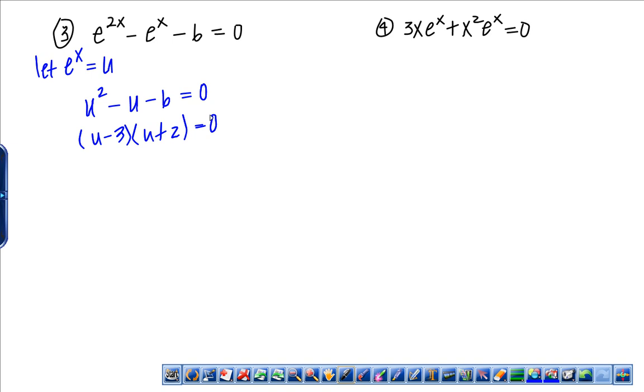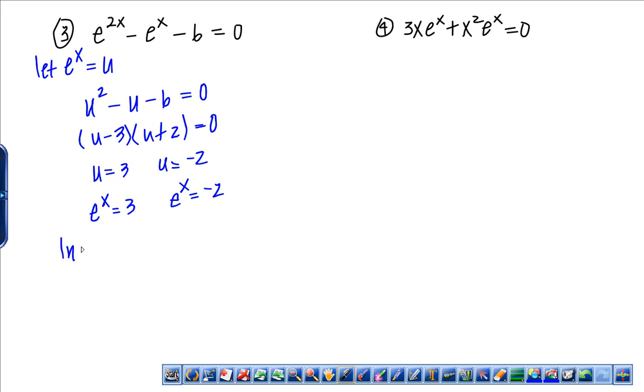Since this is equal to 0, I'm going to have to go ahead and solve. So this is u equals 3 and u equals negative 2. I can go ahead and plug my e to the x back in. So this is e to the x is equal to 3 and e to the x equals negative 2. All right. So now I have a mess here, and so I'm going to have to natural log both sides.